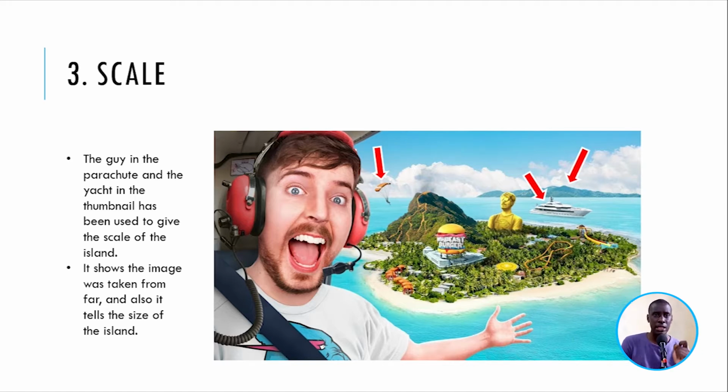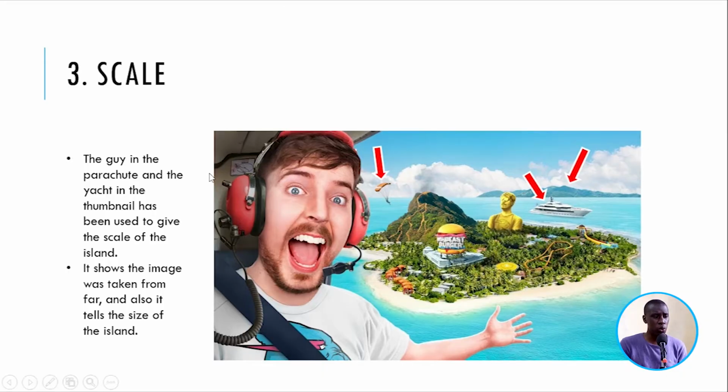Number 3 is the scale. Now, he has used some things in this very thumbnail to show the scale of this very island. So this guy in the parachute, you see, is in the distance. And also look at this yacht. You can see that the yacht is also in the distance, and look at these hills. So he's used these 3 things to show the scale of this very thumbnail.